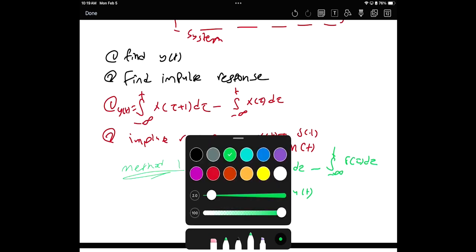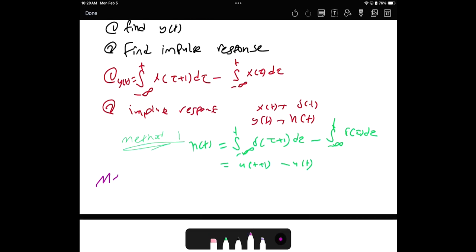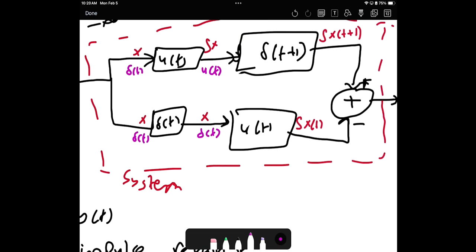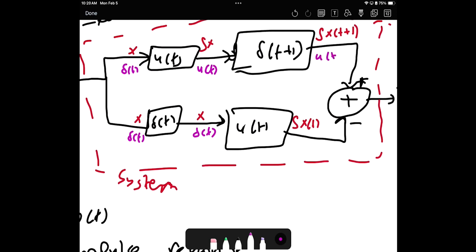Or, you can use method number 2. Method 2, basically, I'm going to go back to the original circuit and do the analysis other than following y of t. If, for example, the question does not say find y of t, and just says find the impulse response, what should I do? Go to the circuit, and I'm going to put the impulse at the input, delta of t. So here is delta of t, here is delta of t. Delta, and there is an integral for the delta. This means the integral of delta is u of t. Here, delta of t and delta of t will be then delta of t. Then we have a phase shift t plus 1, so it will be u of t plus 1.